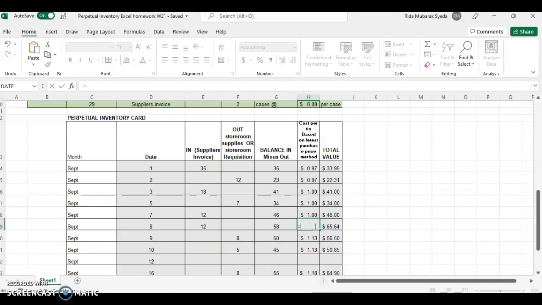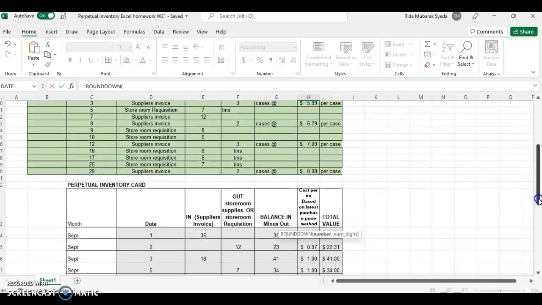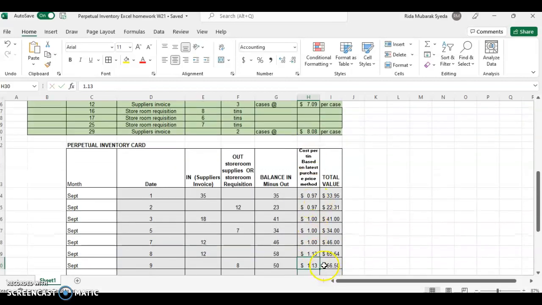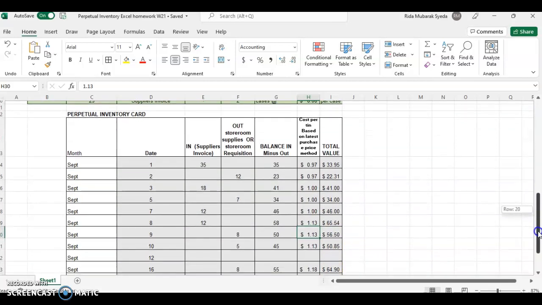So we would use the round up formula, I mean round down formula. We would do the same thing as what we did for round up. We would get the price divided by 6, comma 2, because we wanted to round down to 2, and enter, and we get 65.54 as a value, and that's what we were looking for.